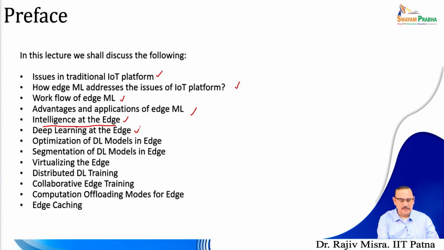We will also consider in that perspective the deep learning at the edge. Then we are going to discuss the deep learning models at the edge and their optimizations. Then we are discussing about the segmentation of deep learning models in the edge, and then visualizing the edge deep learning, distributed deep learning training and collaborative edge training, and computation offloading modes of edge and edge caching.